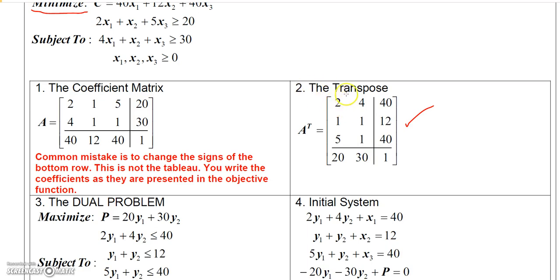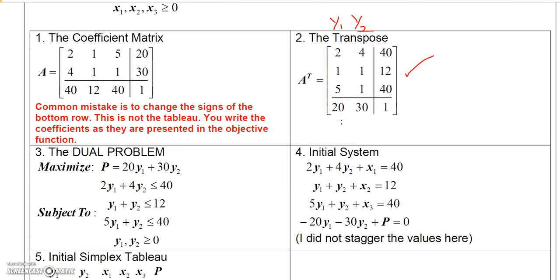Now remember, in your dual problem, the variables are y values. So these are y values. And remember, when you write the dual problem from this transpose, you're writing a standard maximization problem. So here's the dual problem over here. So I'm going to be maximizing, and then from the bottom row I get my objective function. 20y1 plus 30y2 equals p. So there's p equals 20y1 plus 30y2.